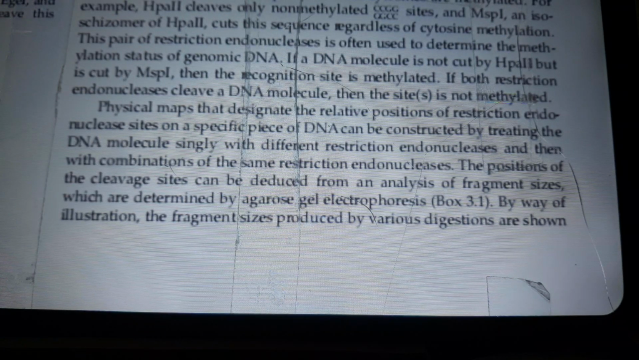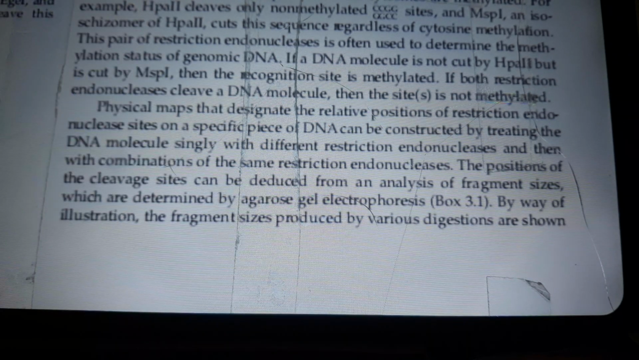This pair of restriction endonucleases is often used to determine the methylation status of genomic DNA. If a DNA molecule is not cut by HpaII but is cut by MspI, then the recognition site is methylated. If both restriction endonucleases cleave a DNA molecule, then the site is not methylated.